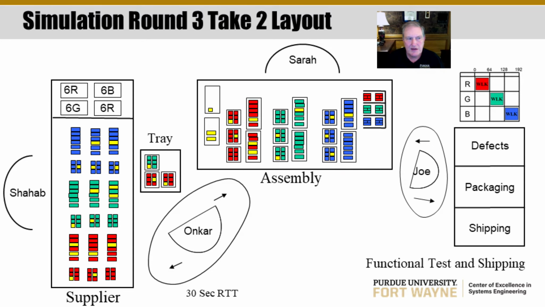We've also changed the layout based on improvements and thinking about the required takt time. So Joe and Sarah's standard work will be based on the 8-second takt time, whereas Ankar and Shahab, their standard work will be based on the replenishment time of 30 seconds, which we established as a design parameter for the simulation. Notice the improvement in layout and also the 5S organization.